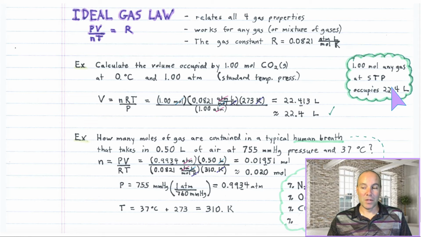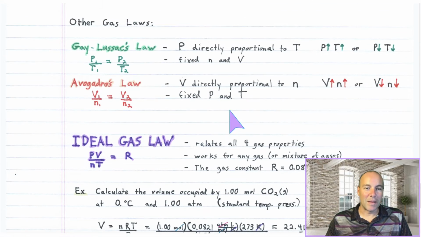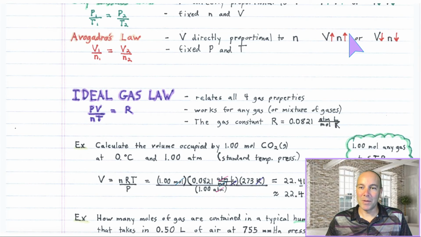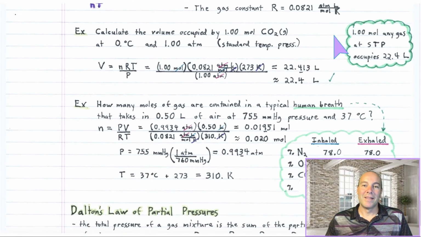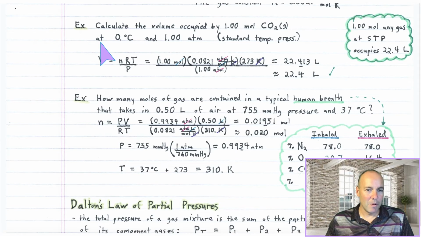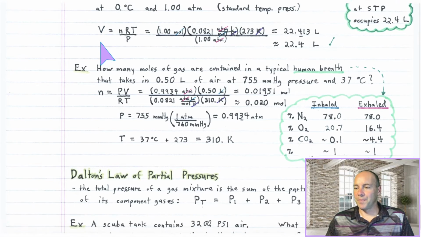If you had 2 moles of gas under these conditions, it's going to occupy twice that much, 44.8 liters, using Avogadro's law. You double the moles, you double the volume. So anyway, that's a typical ideal gas law example. Let's do another example.